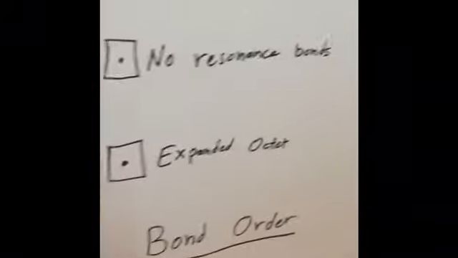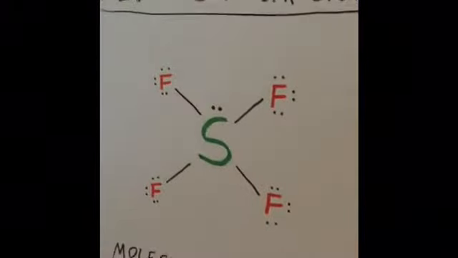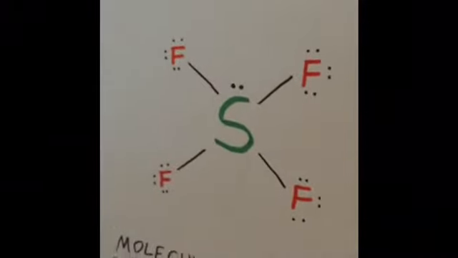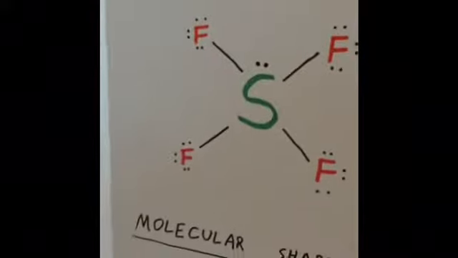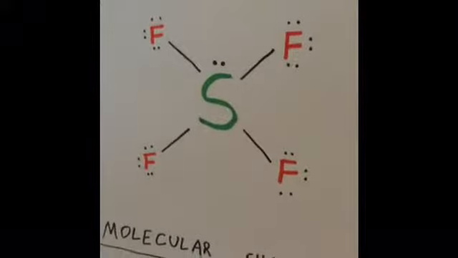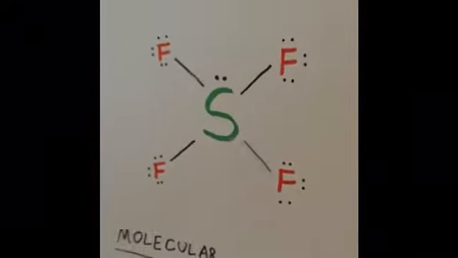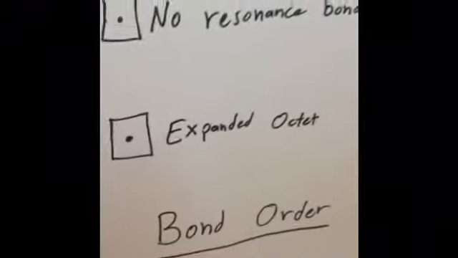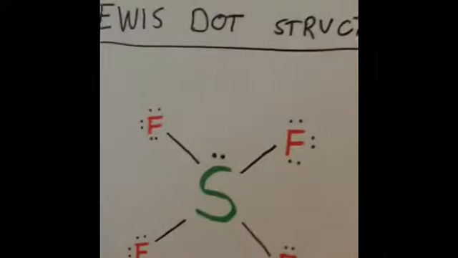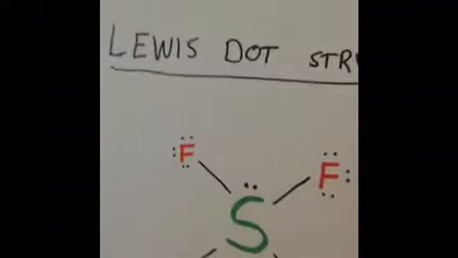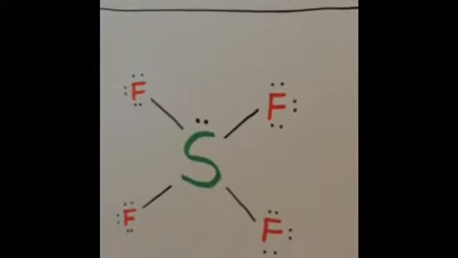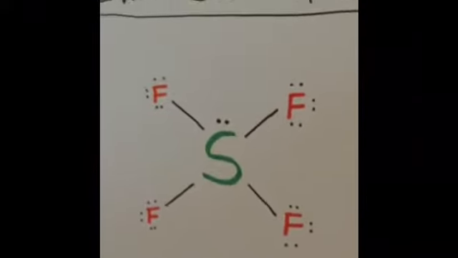There are no resonance bonds because they're all single bonds. A resonance bond would be when it's an incomplete octet and you have to have more than 1 bond for the atom. This is an expanded octet because it has a lone pair here instead of just 8 on the outside of sulfur. There are 10.